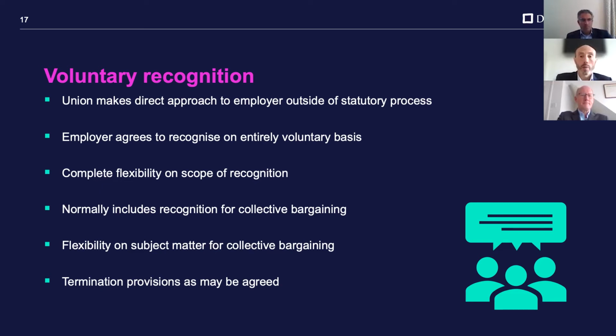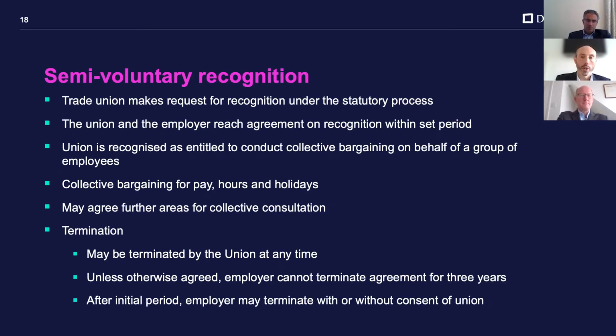And there's also flexibility around the termination provisions. As we'll see in a moment, under the statutory scheme, that becomes a bit more rigid, but in an entirely voluntary recognition arrangement, it would be fairly typical for the union and the employer to agree, for example, a 3-month notice period for either side to end that particular agreement. So that's one end of the scale, an entirely voluntary recognition.